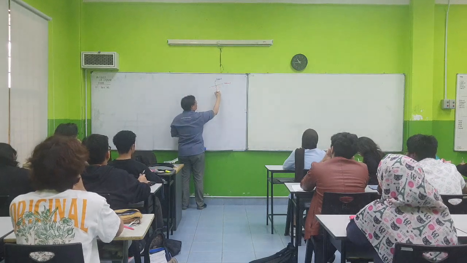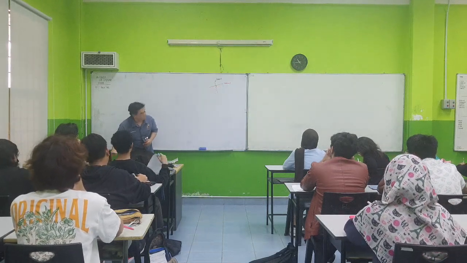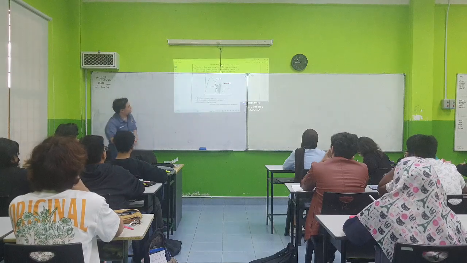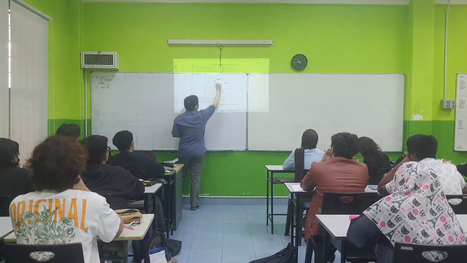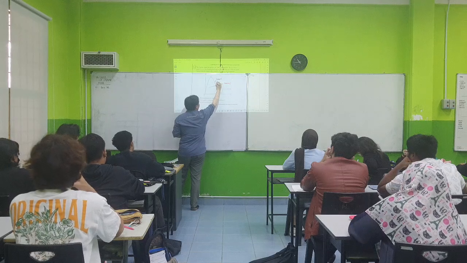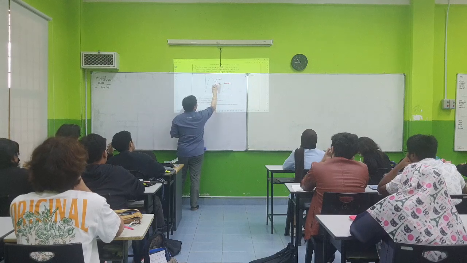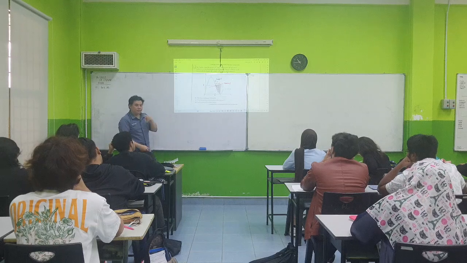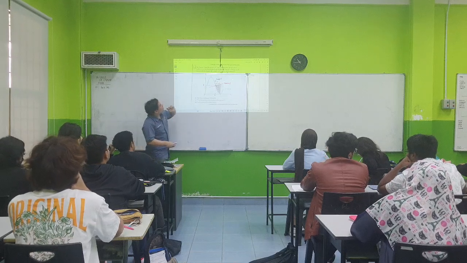So the point C is given. How much is point C? 2, 2. So it means that x is 2, y is 2. Is it clear? Alright, now.